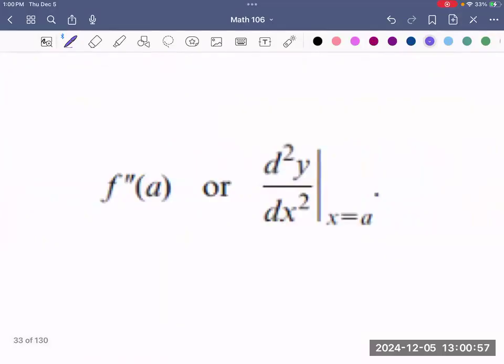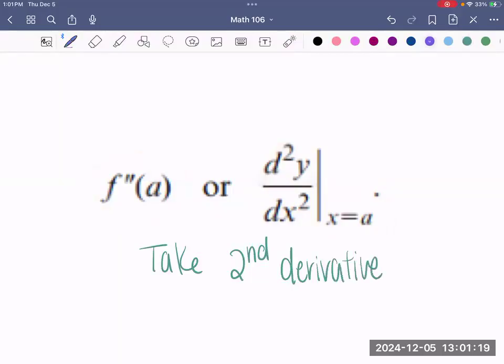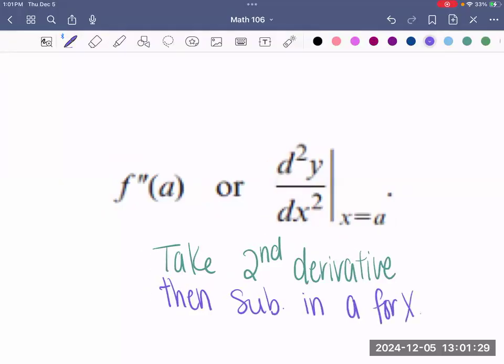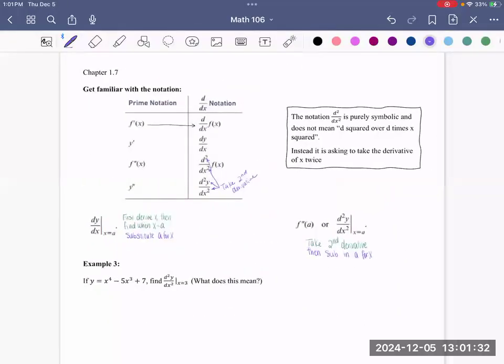Whereas this one, it could say f double prime of a, or another way to say it, take the second derivative of x and then substitute an a. So those are kind of the new notations.